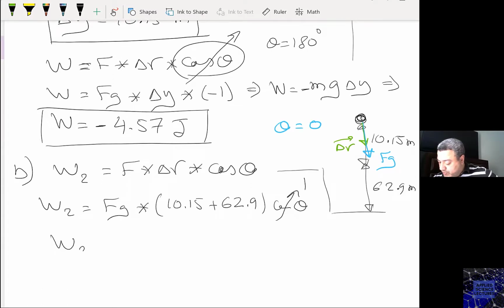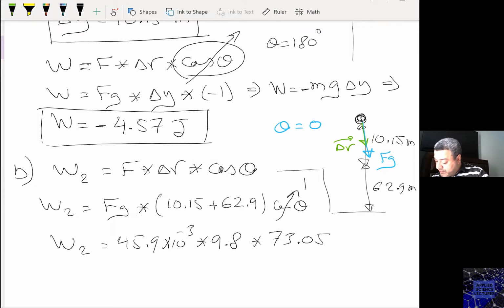Then W2 is again the mass, 45.9 to the power minus 3, times 9.8, mg times 73.05, and the work is 32.86.